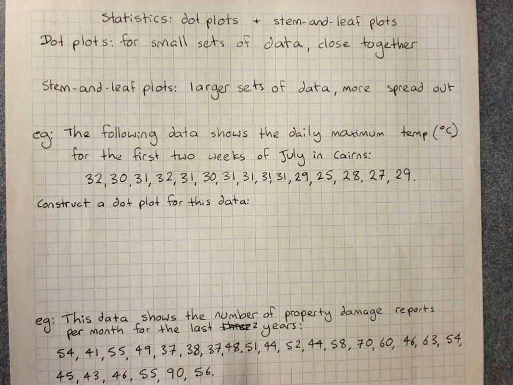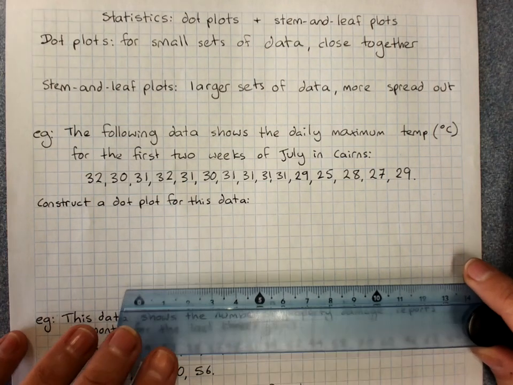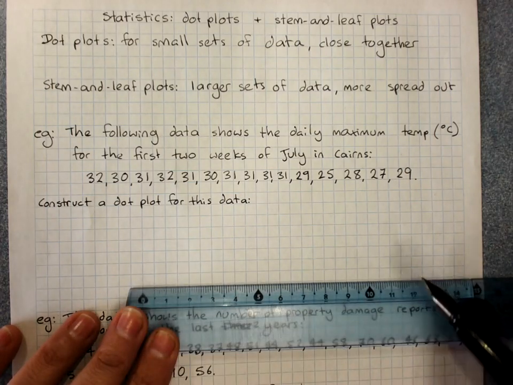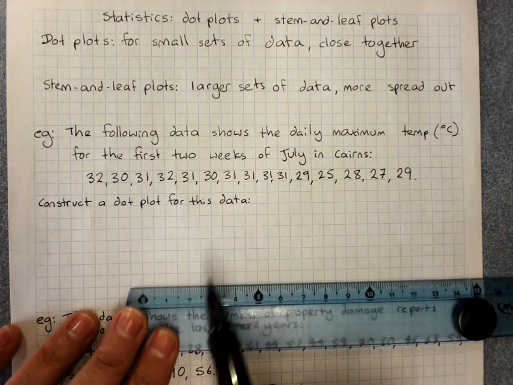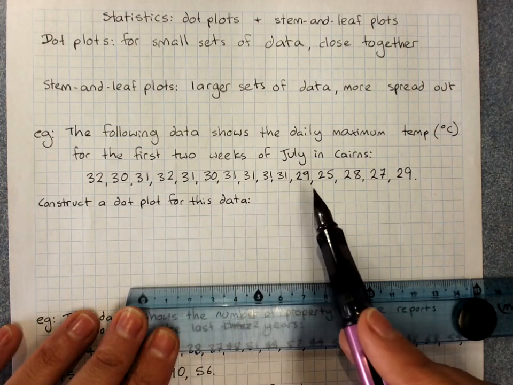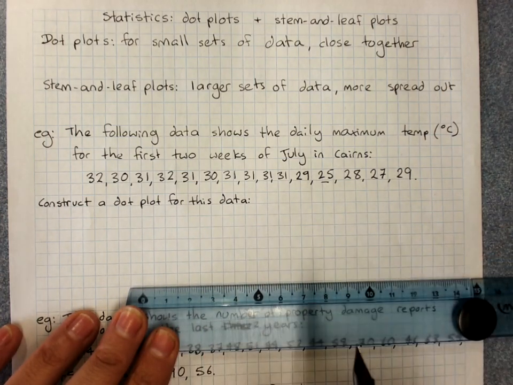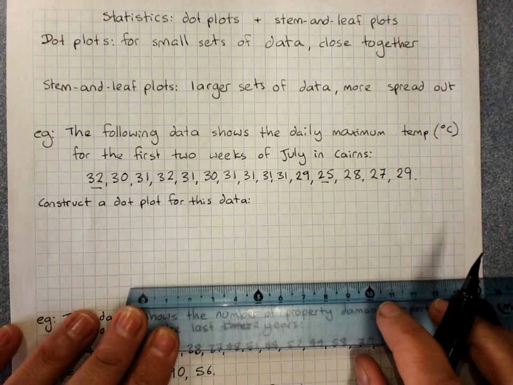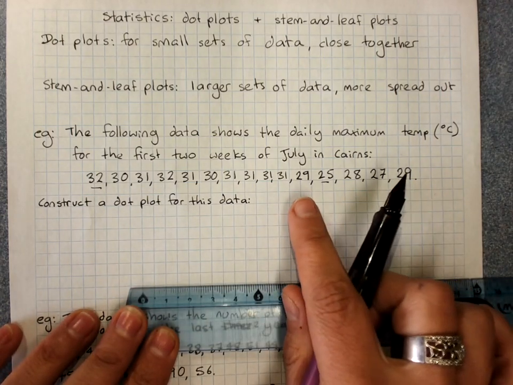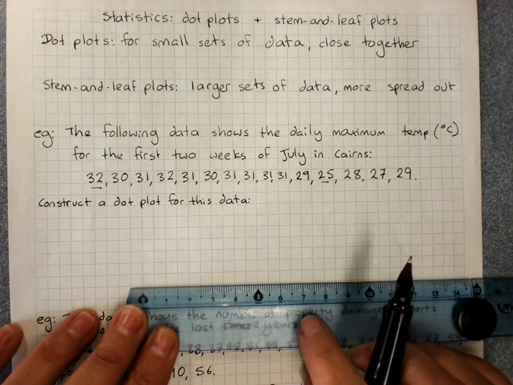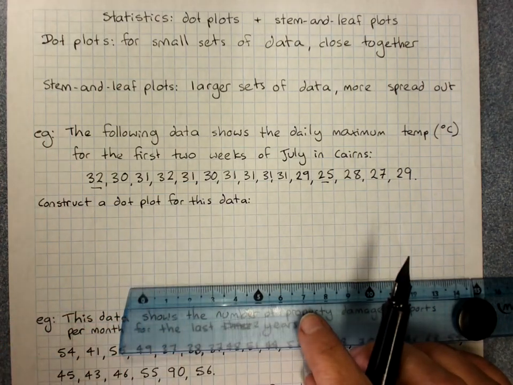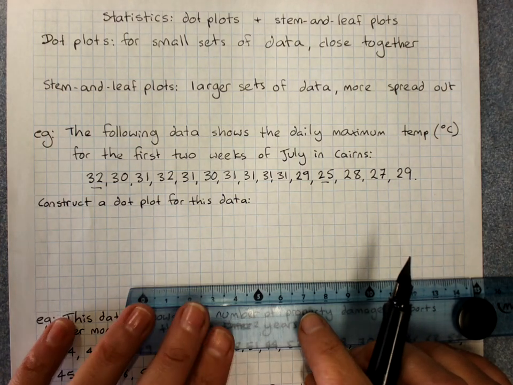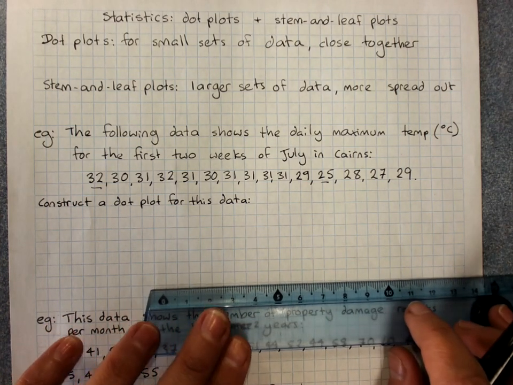Now, a dot plot has a number line down the bottom that goes a bit below and a bit above the lowest and highest numbers. So our lowest number here is 25. Our highest number is 32. So we probably need to go from 24 up to 33. So that's 1, 2, 3, 4, 5, 6, 7, 8, 9, like 10 spots.